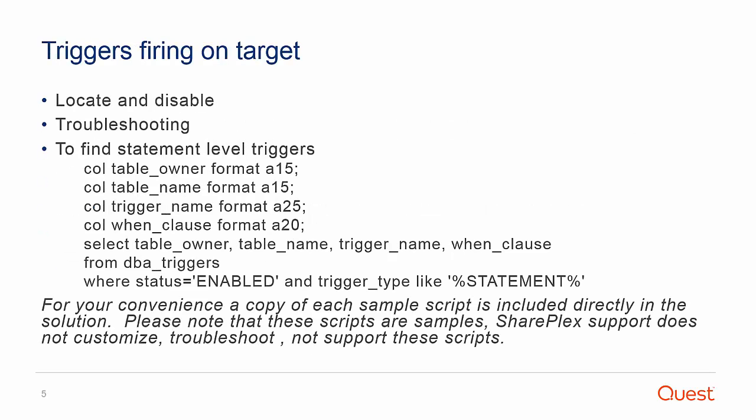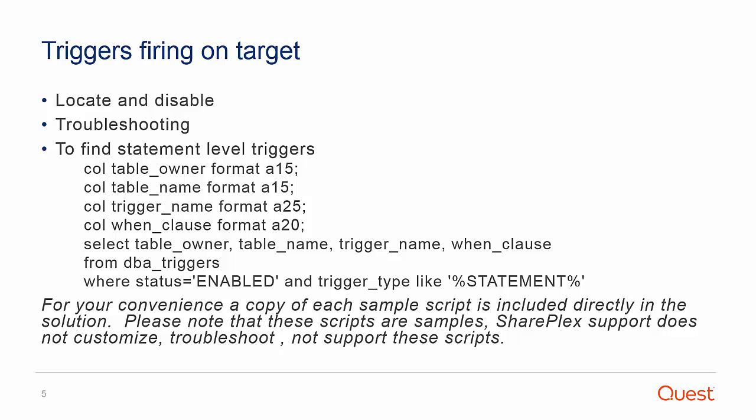As a general rule, the triggers that modify replicated tables are set to execute on source, and then the resulting data is replicated to target. As a result, triggers on target should be disabled to avoid a duplicate firing of the trigger. Use the below script to find if you have unnecessary triggers enabled on the target and then disable them. For your convenience, a copy of each sample script is included directly in the solution. Please note that these scripts are just samples and SharePlex does not customize or troubleshoot these scripts.